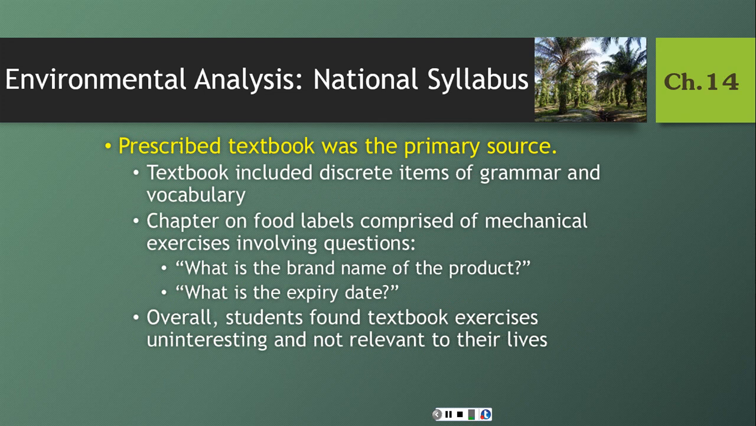The national syllabus also follows a prescribed textbook as a primary source. The textbook includes discrete items on grammar and vocabulary. The chapter on food labels is comprised of mechanical exercises involving questions such as what is the brand name of the product, what is the expiry date. Overall, students found textbook exercises uninteresting and not relevant to their lives.